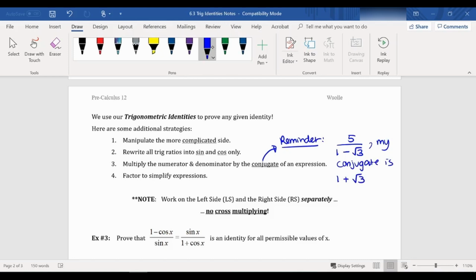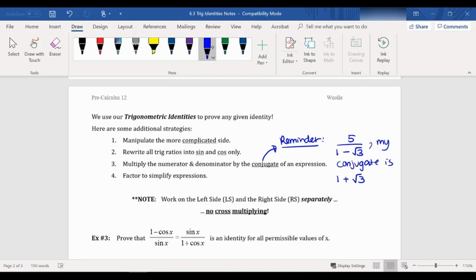Okay. Now, in these questions, we don't have roots. We have sines and cosines, but the conjugates work the same. So you'll see at the top of your notes, example 3, we have a 1 minus cosine x and a 1 plus cosine x. So depending on which side of the equation we look at, instead of having 1 minus, we'd have 1 plus, or instead of having 1 plus, we'd have 1 minus. And that might be the only way we can fix our expression is multiplying by the conjugate.